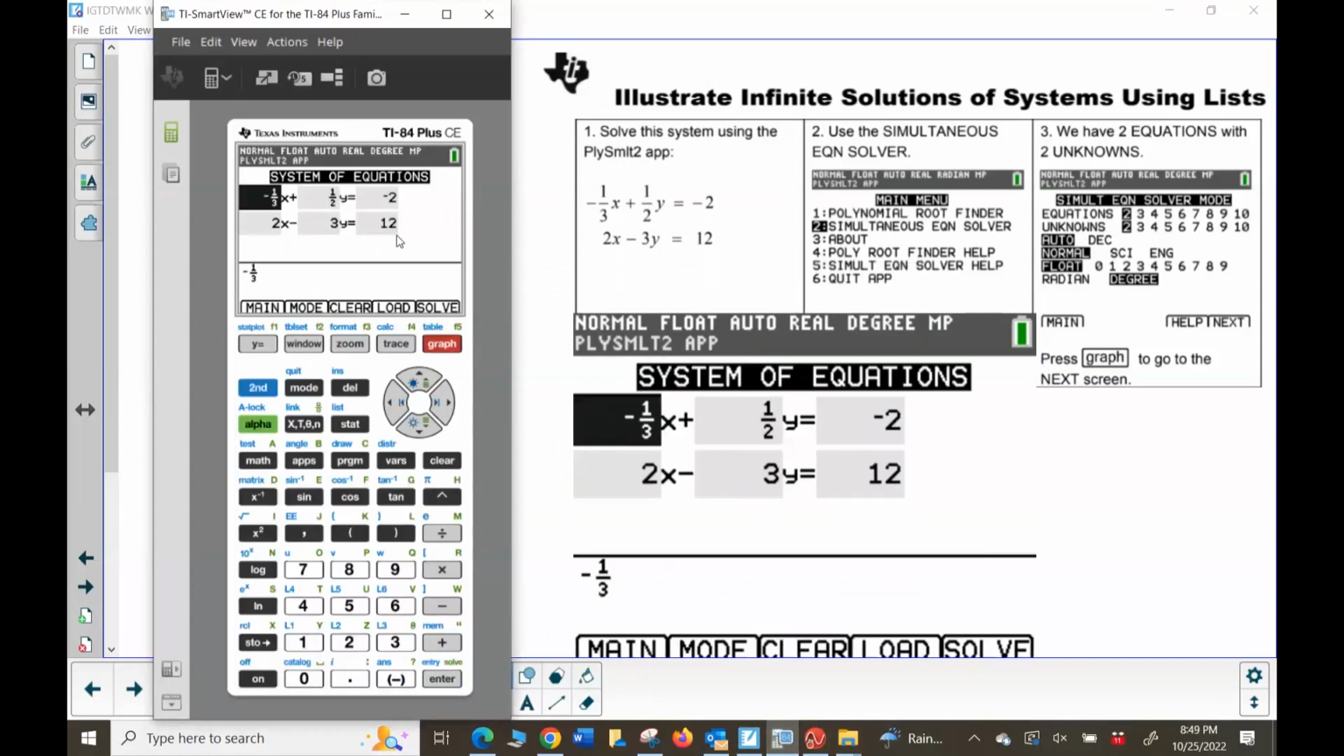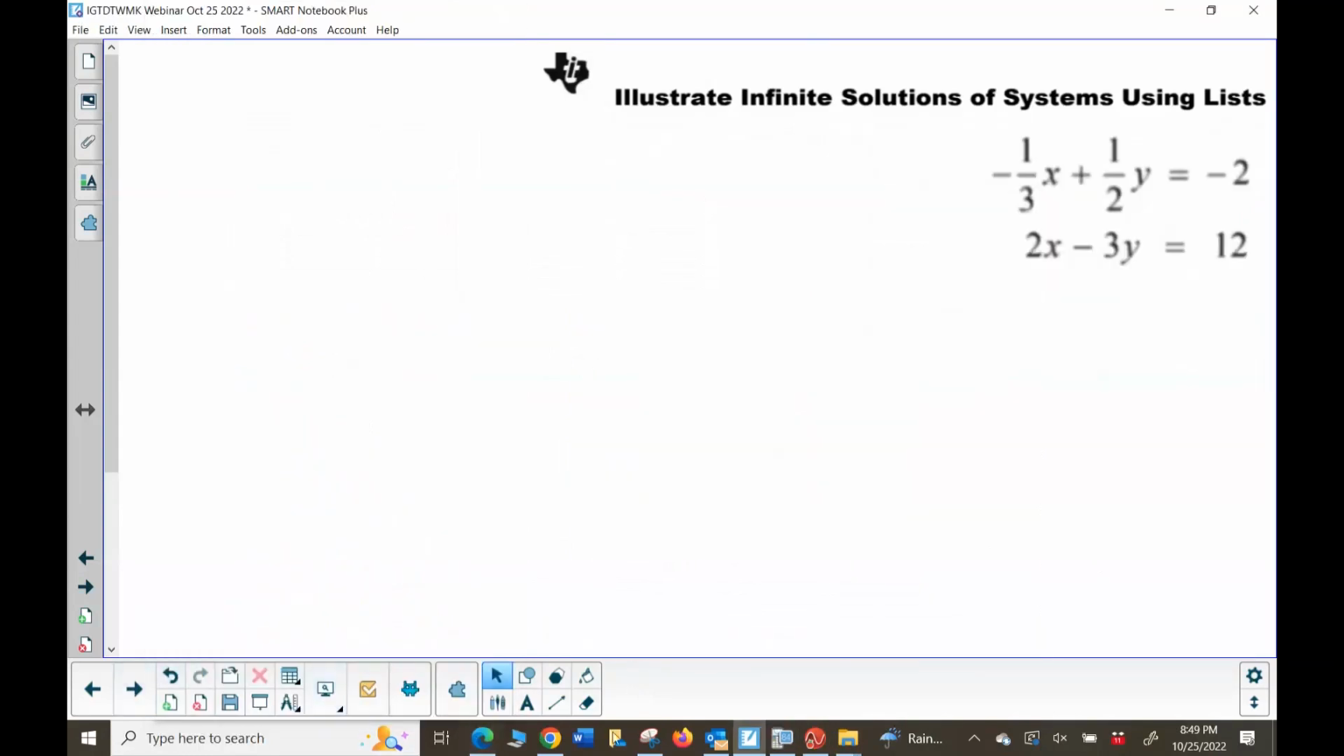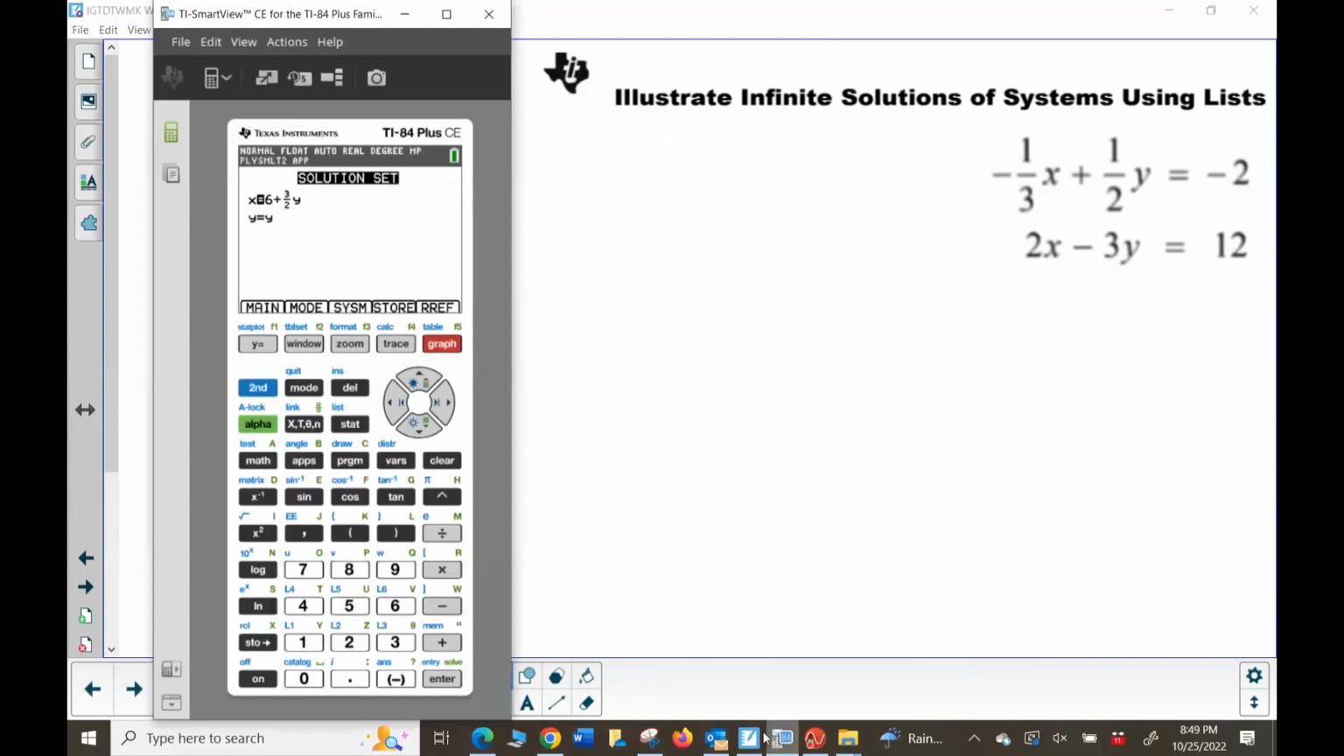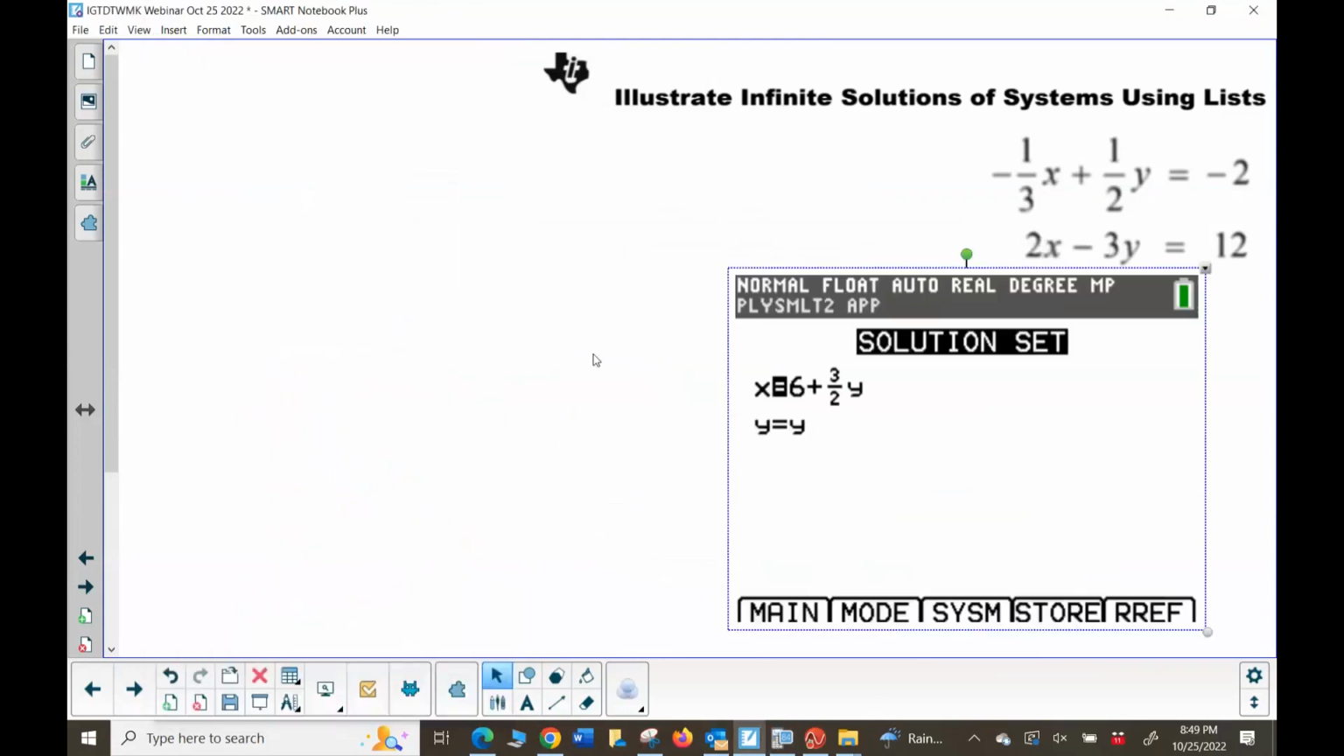Now what I want to do is solve that system, so I'm going to press the graph key to solve the system. We're getting a really unusual looking answer, or at least it's unusual to my students, that says x is equal to 6 plus 3/2 times whatever y is, and y can be whatever it wants to be. Of course, that means there's an infinite number of solutions, and my students have a hard time with that.